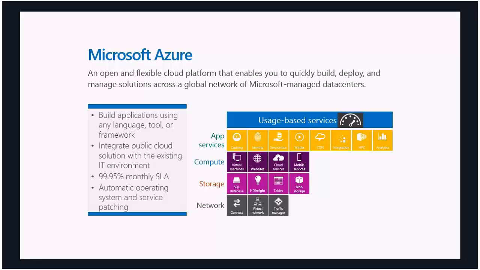Now you'll see that it also has application services around things like development and content delivery networks, all of that for developing applications. But at the compute level, we also see virtual machines, cloud services, and mobile services. We've got the ability to have storage, so we can store SQL databases, we can store blobs, just binary large data. And at the networking level, we've got our virtual networks, we've got Traffic Manager, and we've got the ability to connect our on-premise network to Azure to extend the reach of our on-premise equipment.